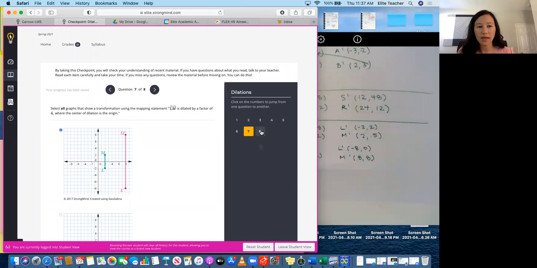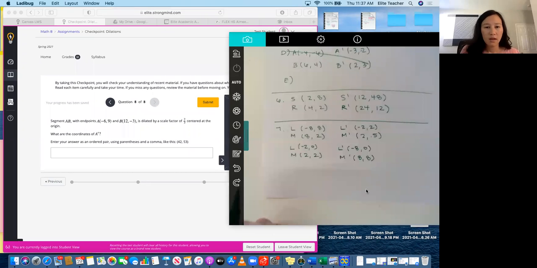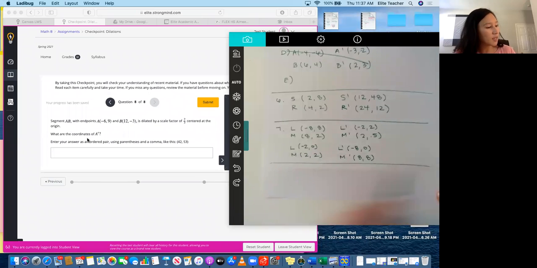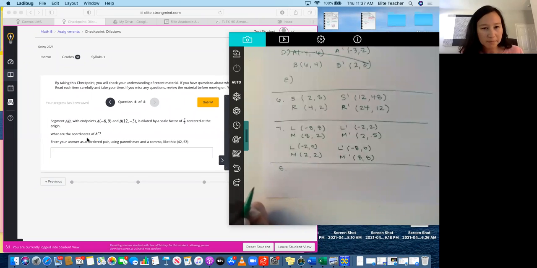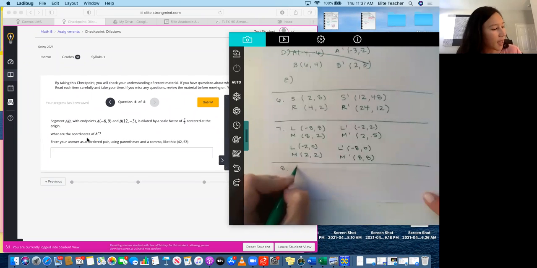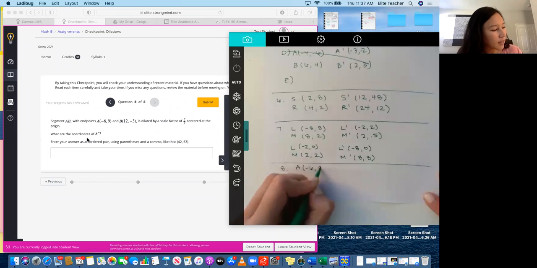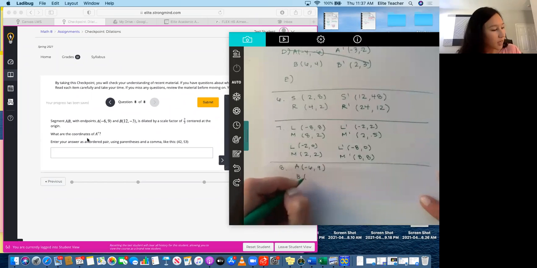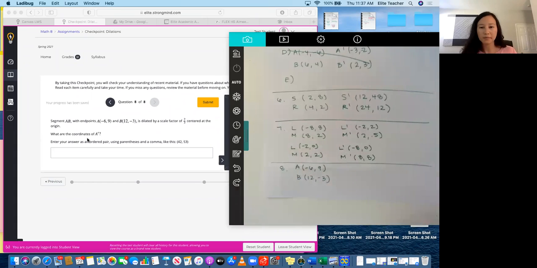All right, the last one. Number 8: segment AB with endpoints point A at -6, 9 and point B at 12, -3 is dilated by a scale factor of 2/3 centered at the origin. Just because it's a fraction, it doesn't change anything. So A is -6, 9, B is 12, -3, and our scale factor is 2/3. So what do we need to do to find our new, dilated points?